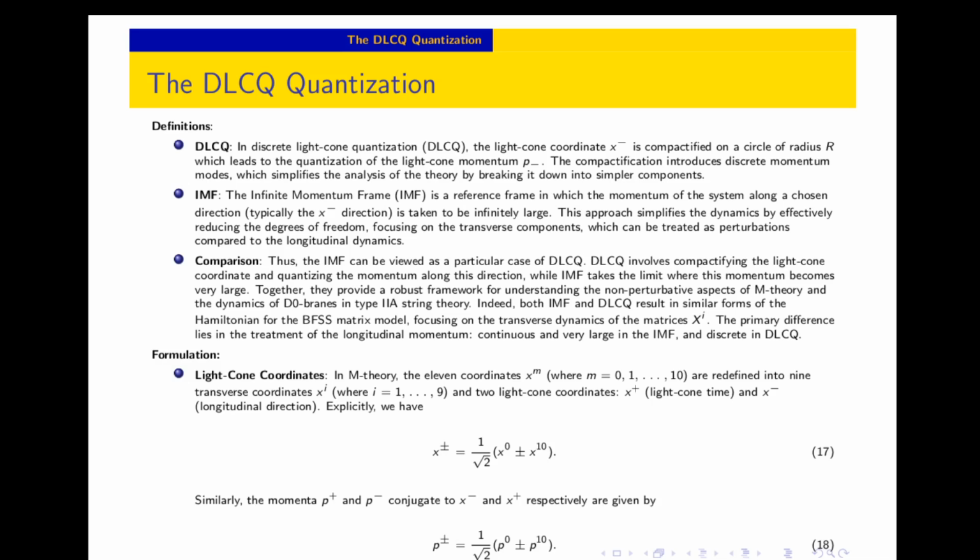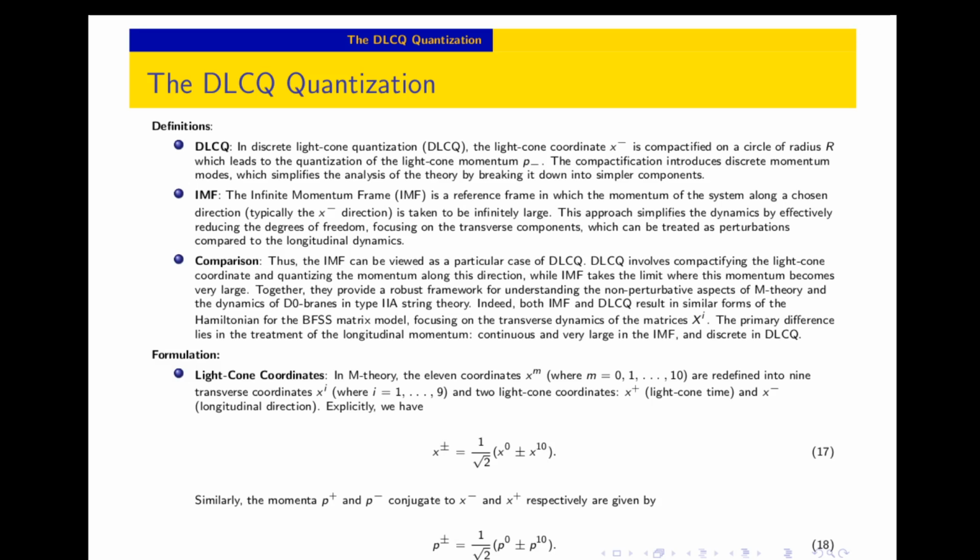The infinite momentum frame, IMF, is a reference frame where the momentum along a chosen direction, typically x^-, is taken to be infinitely large. This simplifies dynamics by focusing on transverse components, treating longitudinal dynamics as simpler perturbations. IMF can be seen as a special case of DLCQ. Both approaches result in similar Hamiltonians for the BFSS matrix model, concentrating on the transverse dynamics of matrices X^i. The difference lies in the treatment of longitudinal momentum: continuous and large in IMF, discrete in DLCQ.